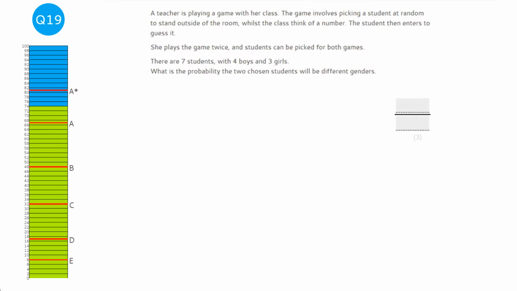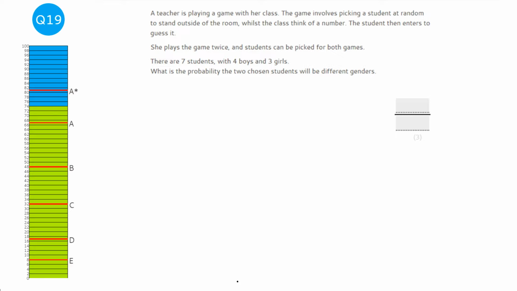Okay, if you'd like to pause the video now, have a go. Otherwise, let's get started. So there are 7 students in total, 4 boys and 3 girls. Now the question talks about a whole load of stuff, but the most important thing is that 2 people are randomly picked and everyone can be picked, and that the same person can be picked twice.